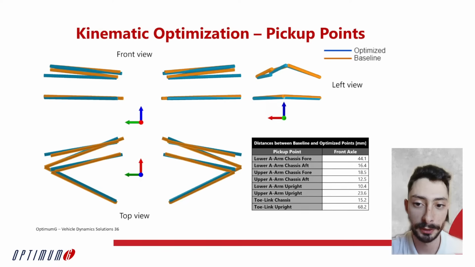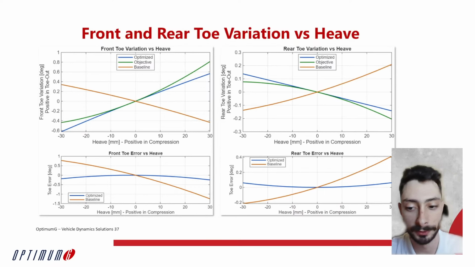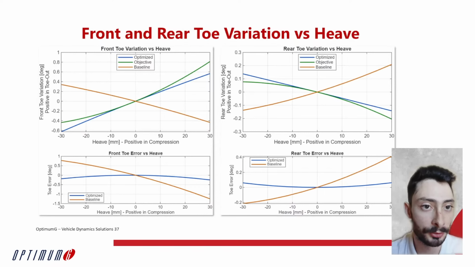So this is just an overlay between the suspension layout of the baseline suspension, which is in orange here, and the optimized suspension that the algorithm found to be the best pertaining to our objectives. And we also know how much or how little each of the different pickup points moves in space with the optimization procedure. And here, just to give you an idea of how close or how far we get to our desired behavior that we got from the first software that I showed you.